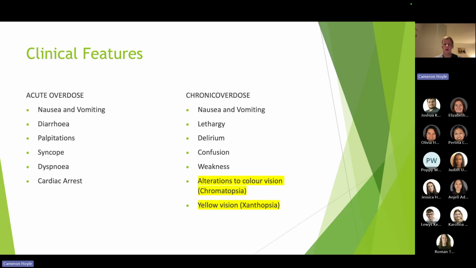Clinical features. We tend to split these into acute and chronic. Acute overdose, really vague again: arrhythmias, nausea, vomiting, like every other drug. With your chronic overdose, the classic ones I've highlighted are alterations to your colour vision and this yellow vision that you'll have seen in the textbooks. That doesn't happen with acute overdose. That only happens with chronic overdose. So just be careful. You can see that they're all very, very vague clinical features.